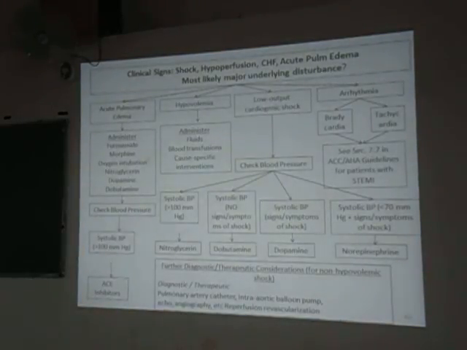For pulmonary edema, you can go for ACE inhibitors, furosemide, morphine, all these things. Hypovolemia, we need to think about fluid replacement. Low output cardiogenic shock, we need to go for this. If systolic blood pressure is more, we can go for nitroglycerin or nitrates. If it is less, we cannot think of it.